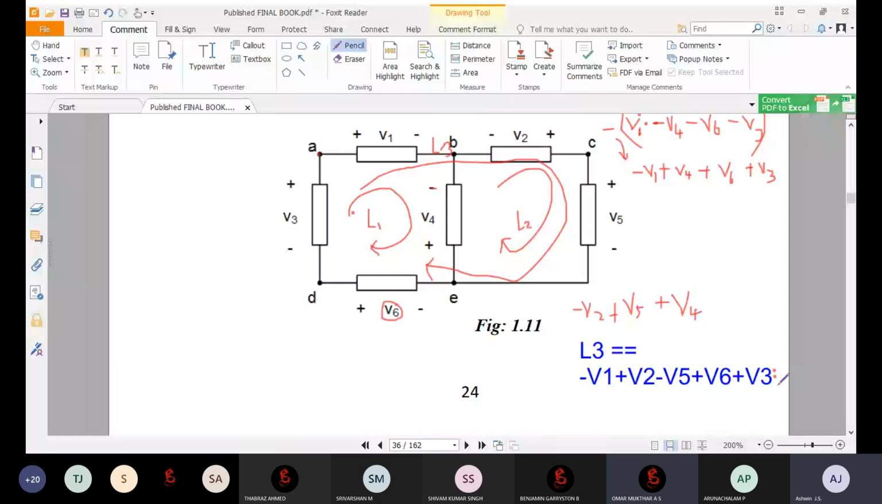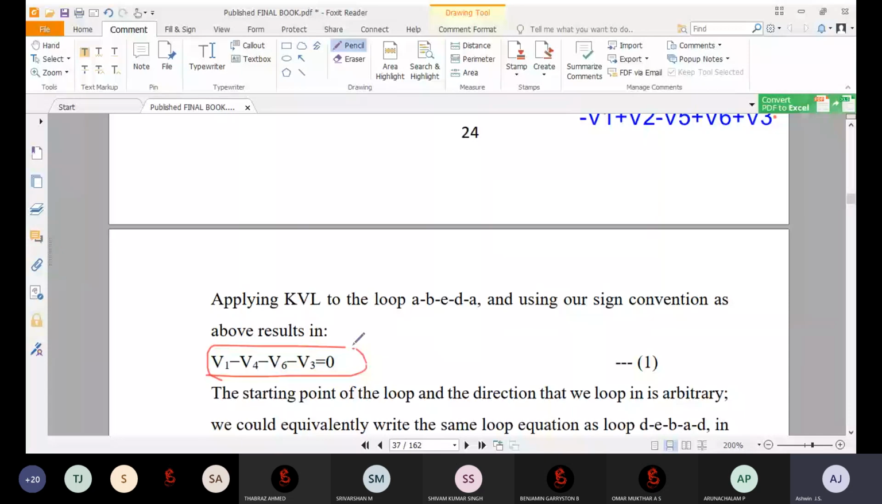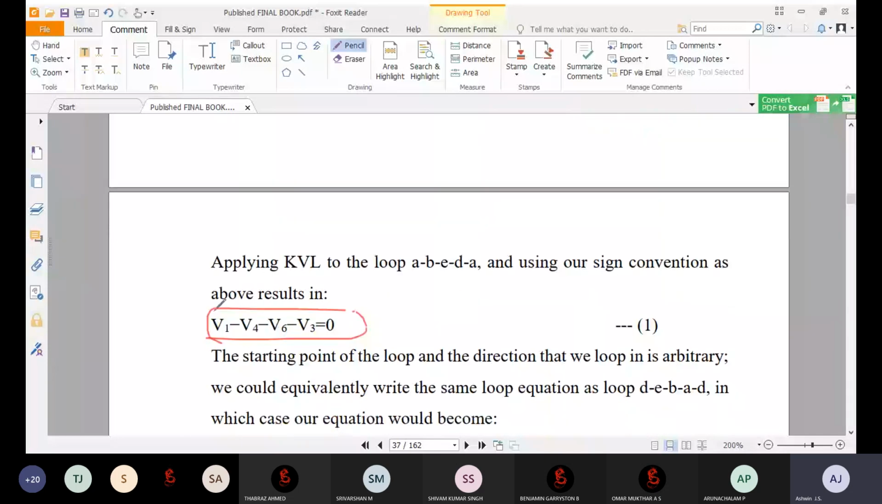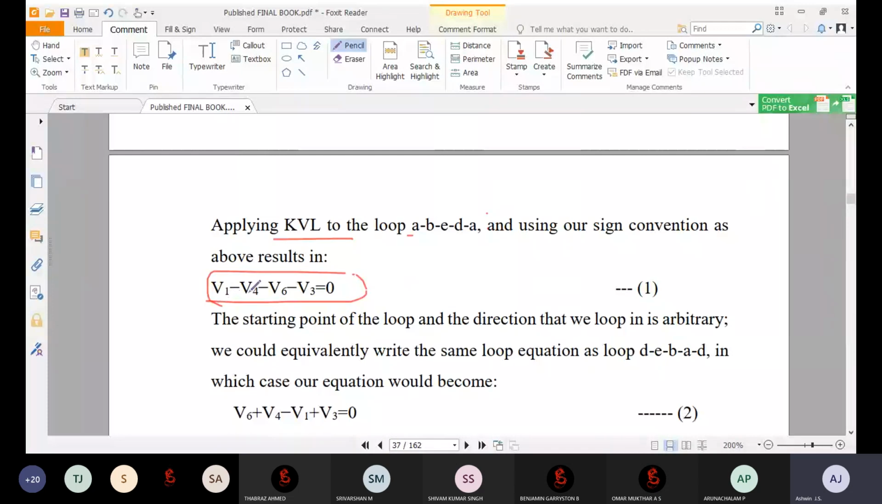Okay. So you have to equate each and every equation equal to 0. Then you can do the analysis. We will do this analysis in the example. So look at this. Here they are applying the loop. They represent the loop node. Instead of that, I represent it as loop 1. So you got the value as V1 minus V4 minus V6 minus V3 is equal to 0. If equal to 0, I can change the sign, right?